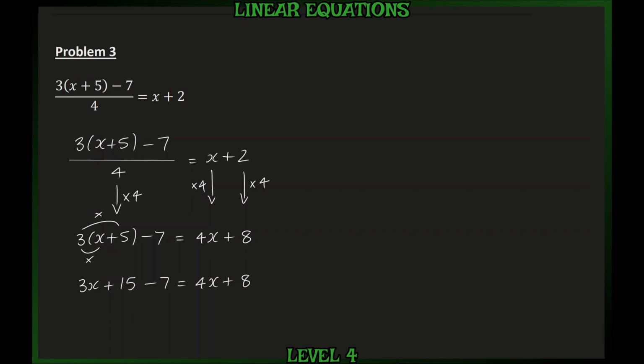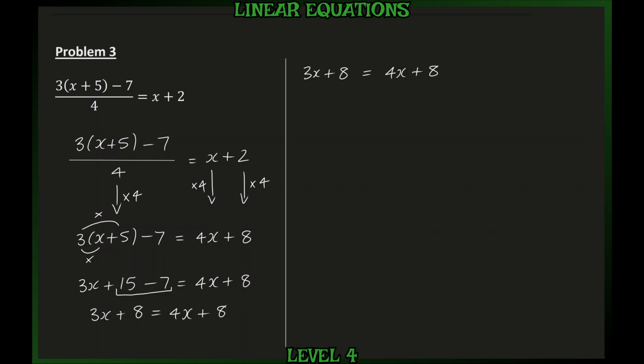Going back to the left again, we can simplify this by doing 15 minus 7. And this gives us 3x plus 8. And that's equal to 4x plus 8. Now in this equation we have unknowns on both sides, and so we want to keep the unknowns on the side where we start with the most. So we're going to keep these on the right hand side where we start with 4x's.